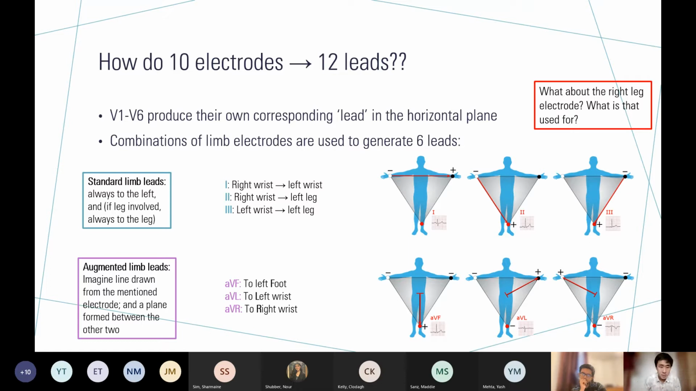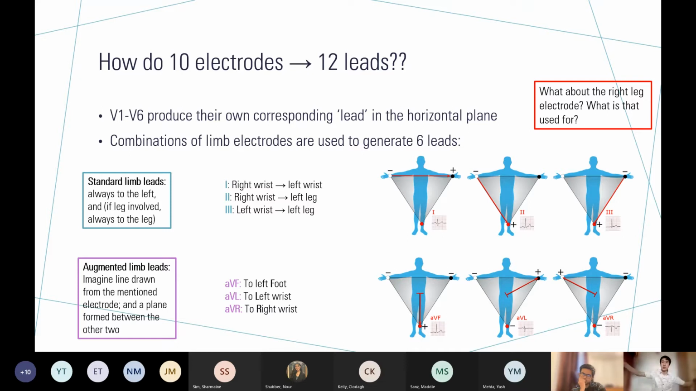The augmented limb leads also have a similarly nice rule. It's always to do with the last letter of the lead. So AVF, foot, AVL, left, AVR, right. Okay, so let's say we're doing AVF, so it's the foot one. Draw a line between the other 2 electrodes.